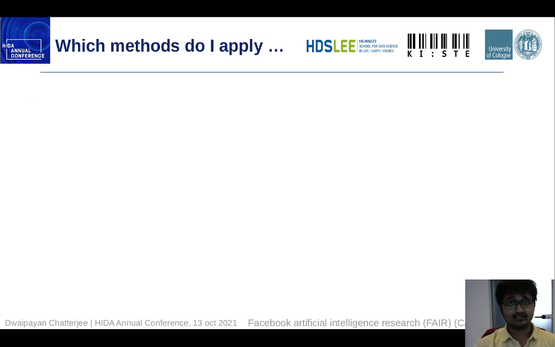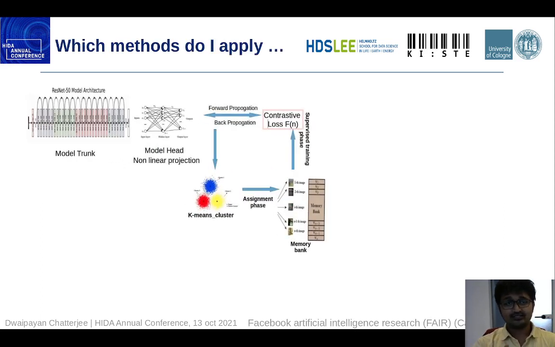About the methods that I apply. I know that this figure looks scary, but in simple words, it is trying to put similar images together. And the weights of the convolutional neural network are continuously adjusting themselves to learn the similarity.